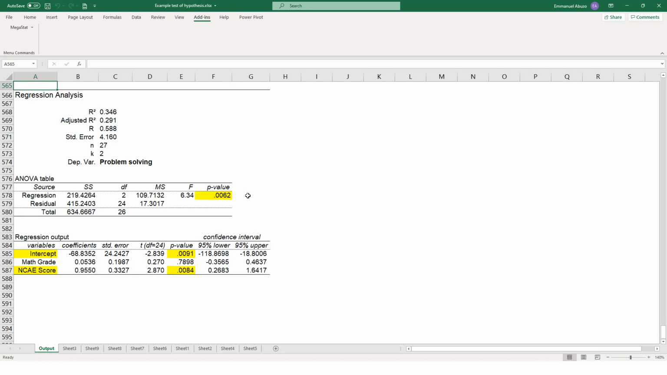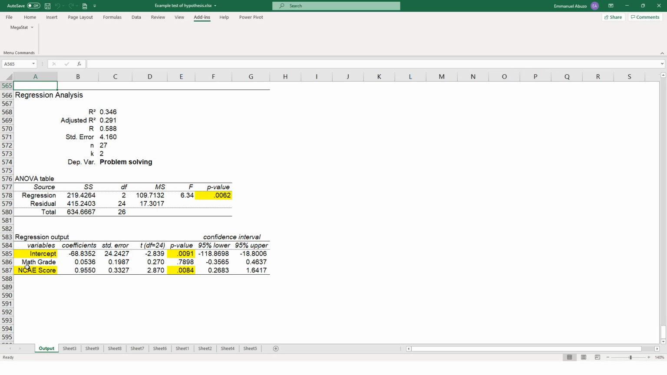Now, as we can see here in our regression output, between the two independent variables, our math grade has a p-value of 0.77898, which is greater than 0.05. So this means that the mathematics grade is not a good predictor of the problem-solving skills of the students.